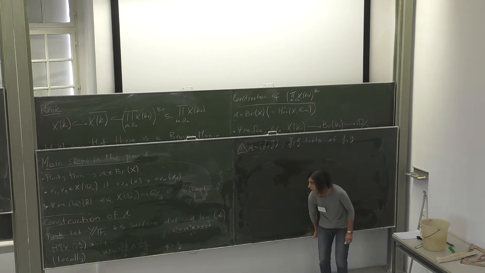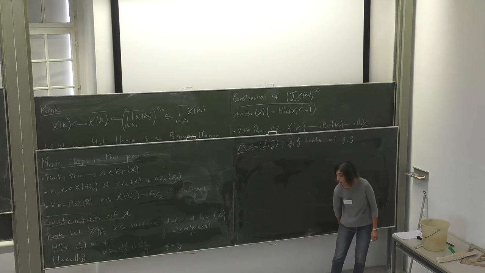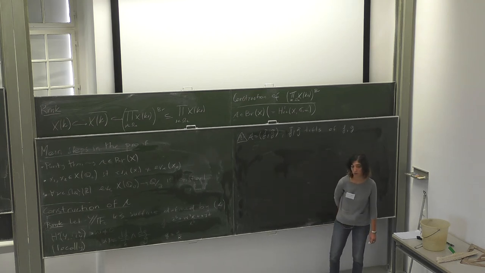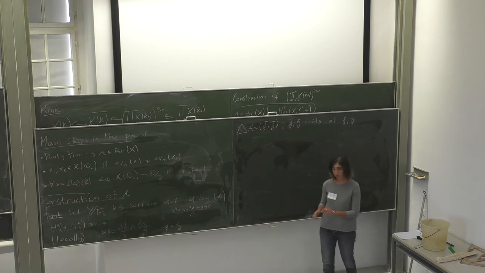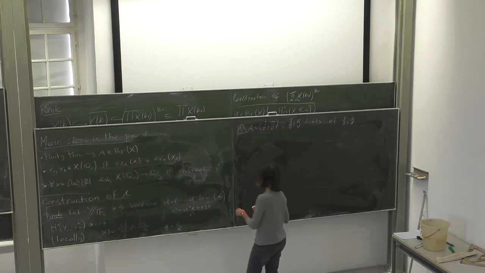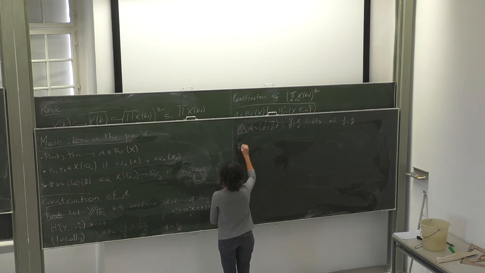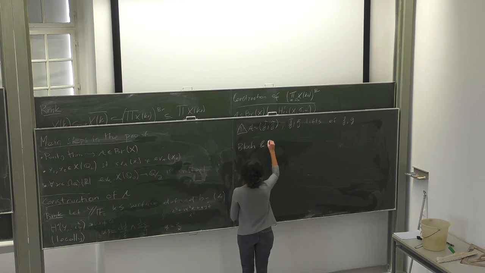Okay, so now the goal of this last part of the talk is to give an idea of why 2-forms in characteristic 2 should be related to elements in the Brauer group. In order to explain this, the first thing is to mention an isomorphism that was proven by Bloch and Kato.